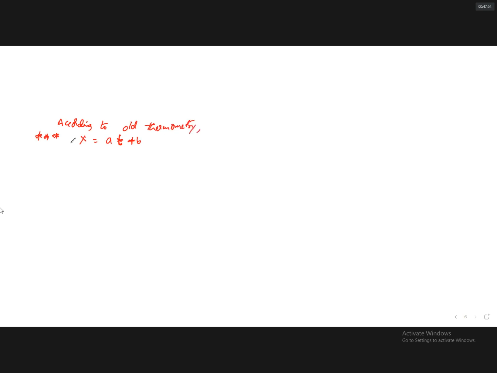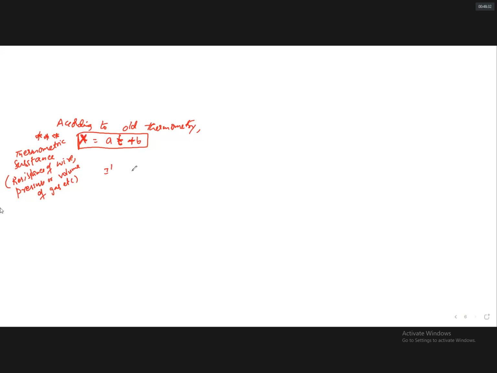Old thermometry, where X is the thermometric substance. Thermometric substance means like resistance of wire, or pressure or volume of gas, etc. Or liquid is considered as a thermometric substance. Like that, according to old thermometry, that thermometric substance varies with the temperature according to that equation.